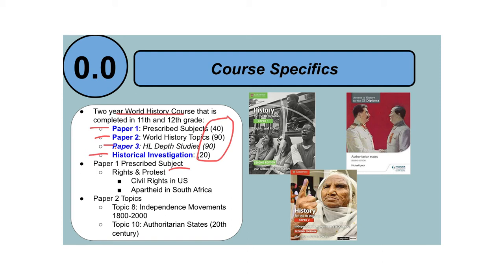And so in the rights and protests prescribed subject, you have 2 case studies that we must study. And we will study both the civil rights movement in the United States and the apartheid movement in South Africa.